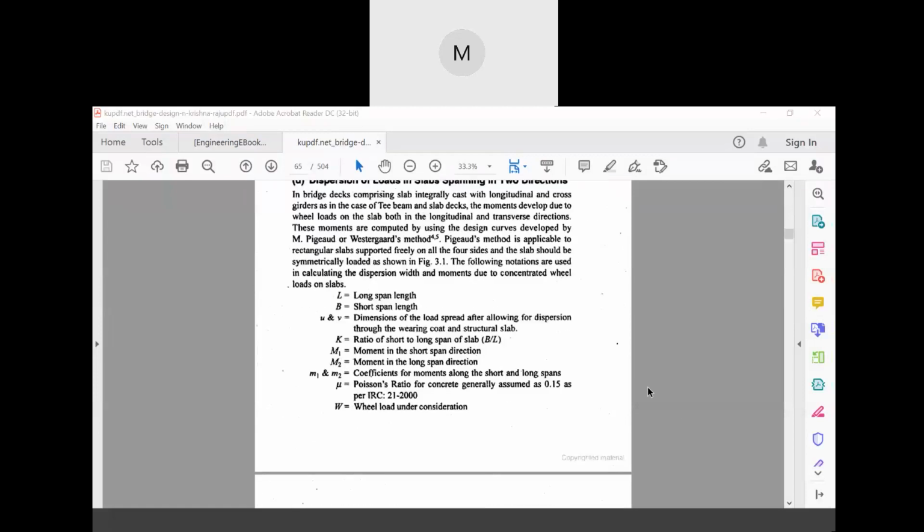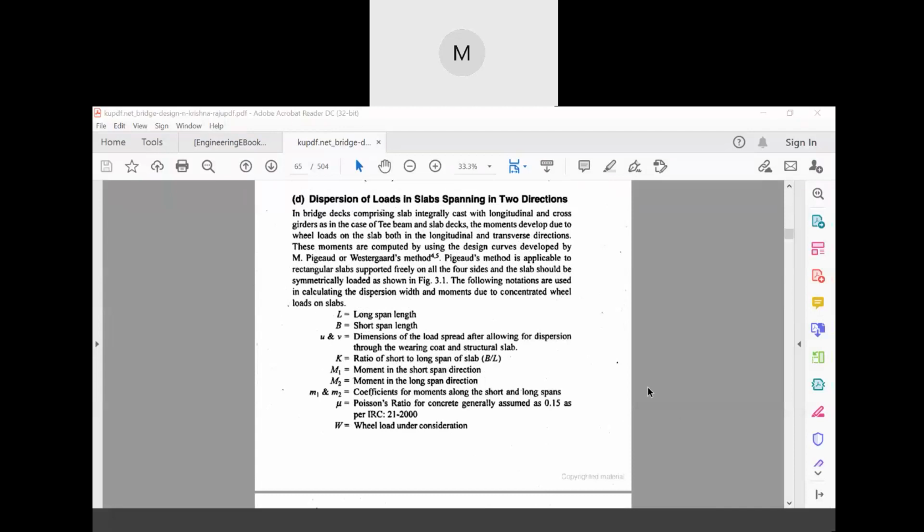Now if you go down, dispersion of loads spanning in two directions. Now for dispersion of loads spanning in two directions, these will be computed by using design curves that are developed by Pigeaud and Westergaard. Now these Pigeaud curves and Westergaard's curves are very important curves. So these curves, I'll share in the group. I have this from the book also, but I'll just share it with you.